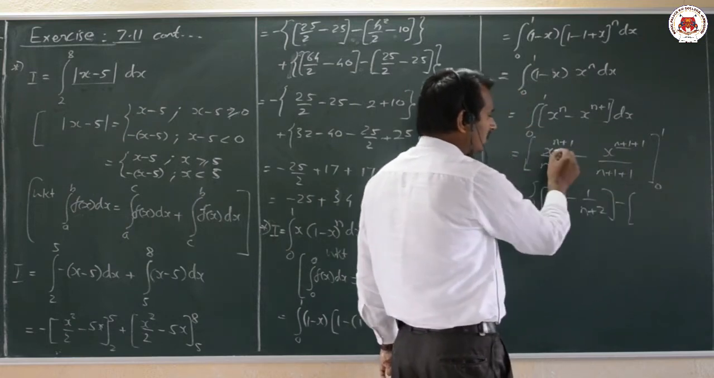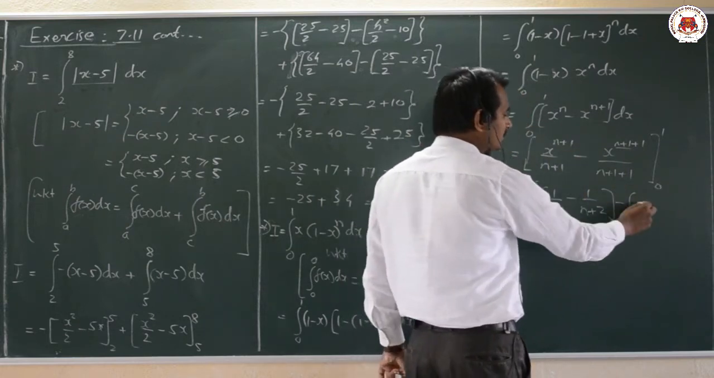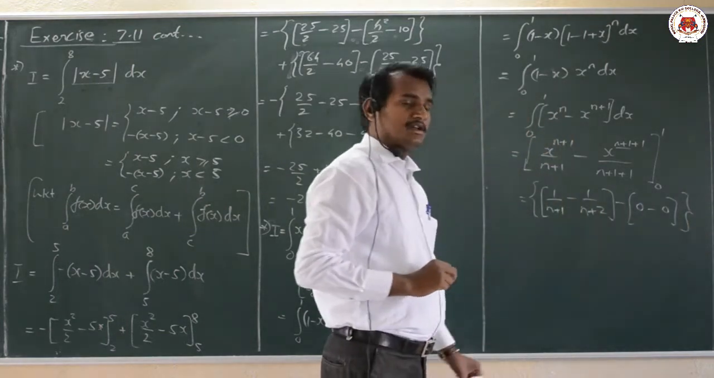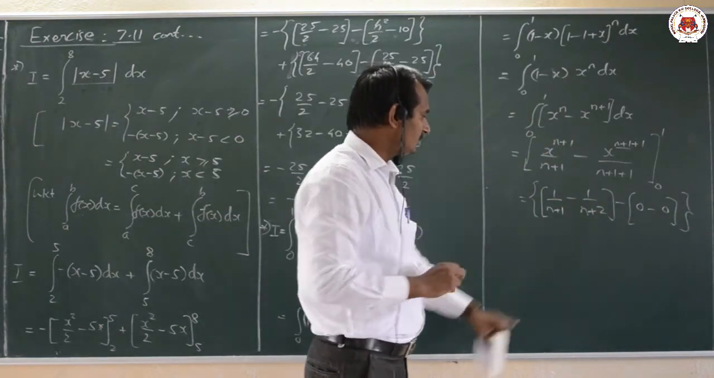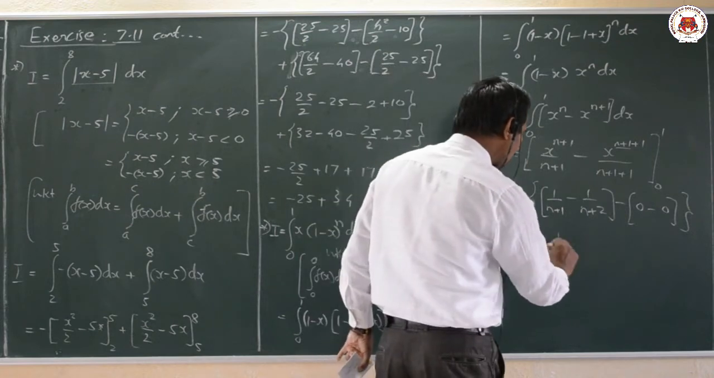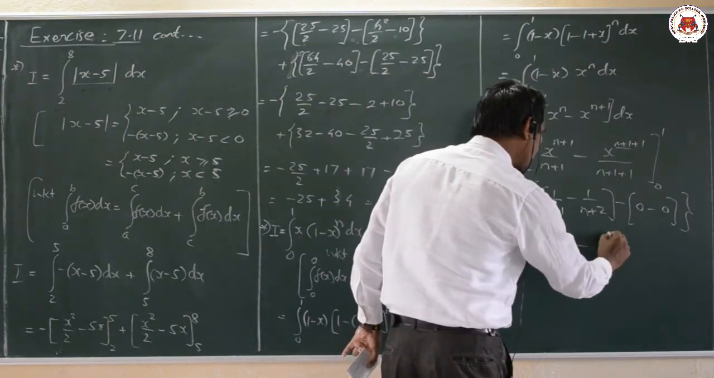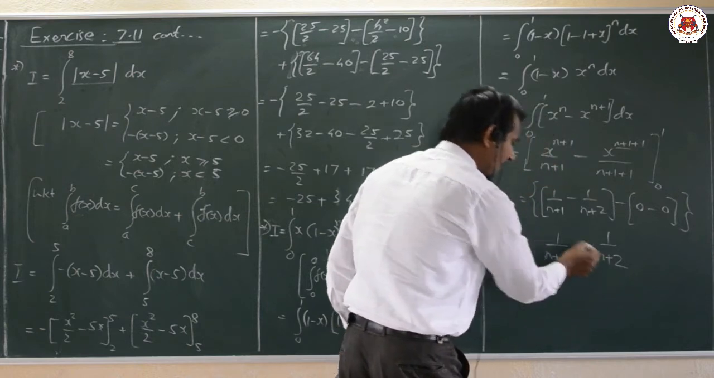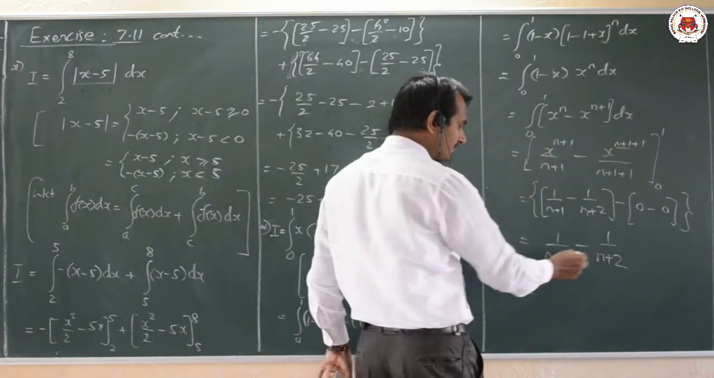Minus the lower limit, x is 0, so it becomes 0 minus 0 here. No need to substitute. Now here you can take the LCM. What we get here is 1 divided by n plus 1 minus 1 divided by n plus 2. Now we can take the LCM.